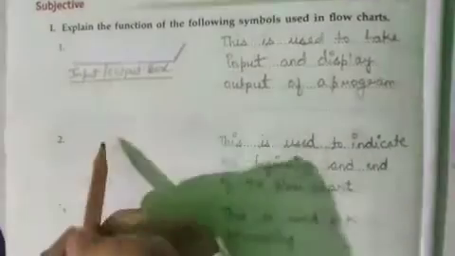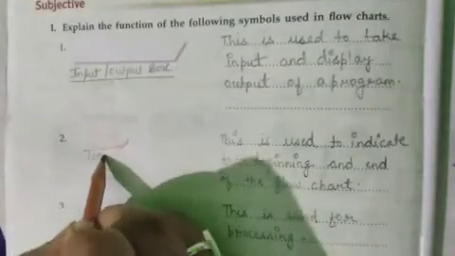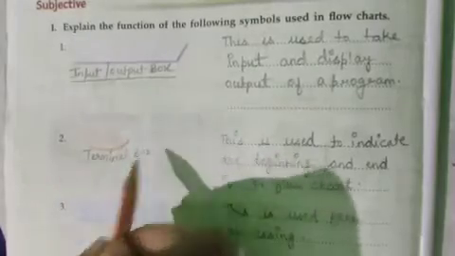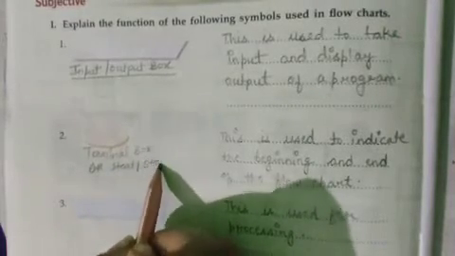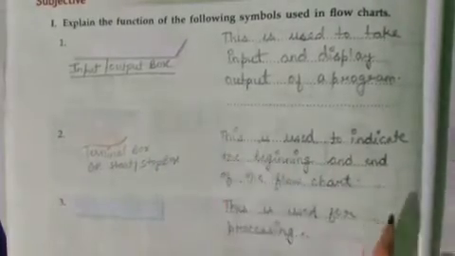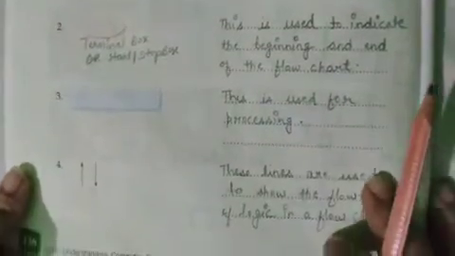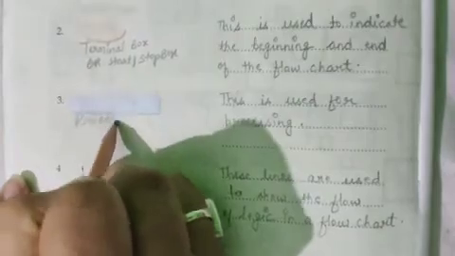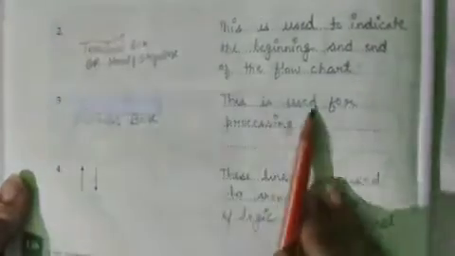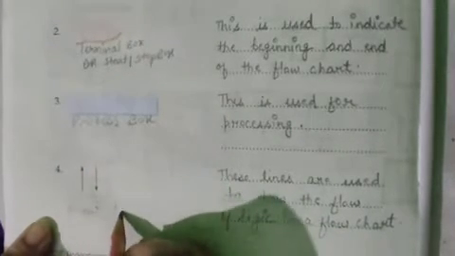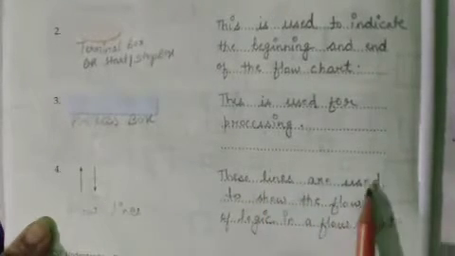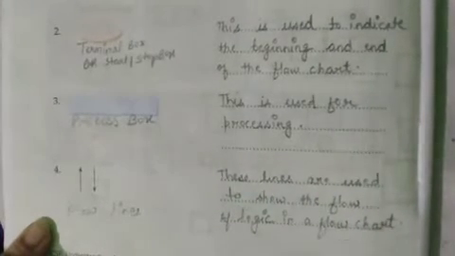Okay, now second, this is terminal box. Okay, terminal box means start stop box. We can call it start stop box also. Okay, terminal box or start stop box. Okay, children. Now write down this statement. This is used to indicate the beginning and end of the flow chart. Now come to the next, third one. This is the process box. Okay. Now this is used for processing. Next, these arrows are the flow lines. Okay. Now write down. These lines are used to show the flow of logic in a flow chart.